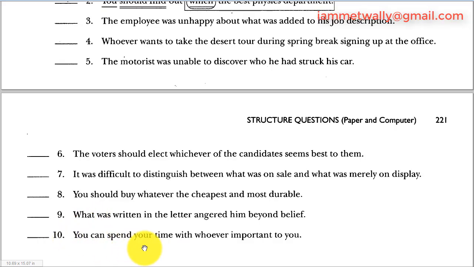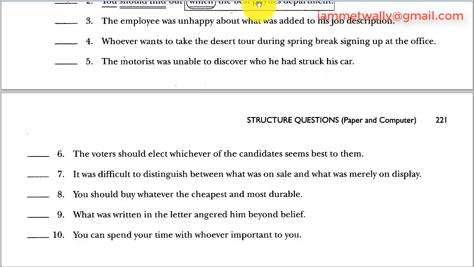Number 10. You can spend your time with whoever important to you. You is the subject, can spend is the verb. Whoever is a connector, as you can see, coming after a preposition, and it is the subject of the verb, which I can't see here, so I am missing a verb. So this sentence 10 is incorrect.